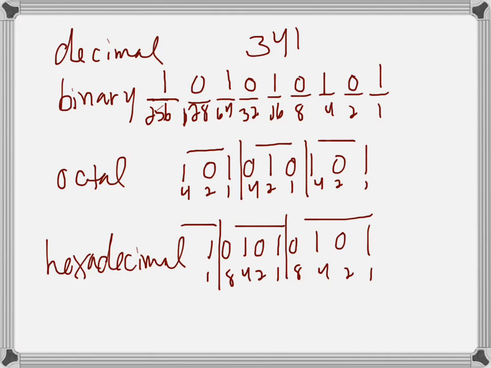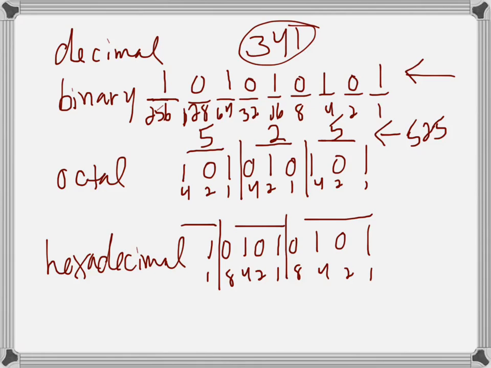Okay, so what is the octal number? Well, I have a 1, and the 4 is turned on, the 1's turned on, that's 5. Here the 2 is turned on, so that's a 2. Here the 1 and the 4 are both turned on. Let's see, did I write this down? 1, 0, 1, 0, 1, 0, 1. Yeah, okay. The 4 and the 1 are turned on, so that's a 5. So it'd be 525. So 341 is the decimal, 101010101 is the binary, and 525 is the way you write this number in octal.